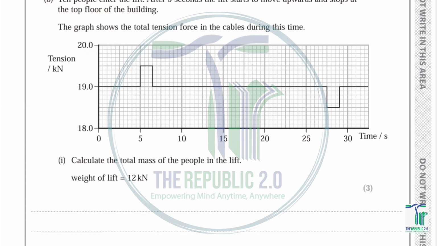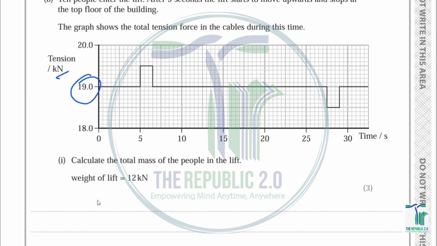Okay. Now, calculate, the 10 people enter the lift, right? 10 people are entering the lift, move upwards and stop at the top floor of the building. The graph shows the total tension forces in the cable during this time. So you can easily see that 10 people enter the lift. 10 people is the number of people that the lift got. The weight of the lift is 12 kilonewtons. If 10 people entered, the weight or the tension acting in the cable comes out to be 19 kilonewtons, right?